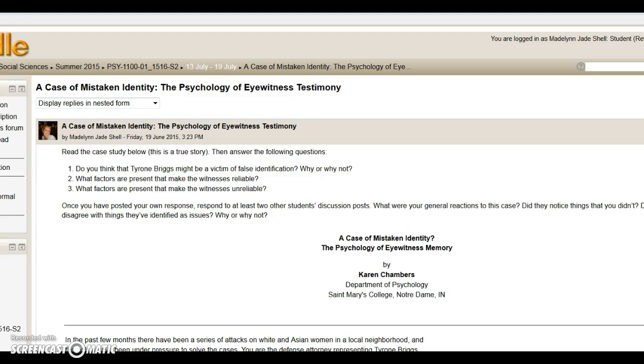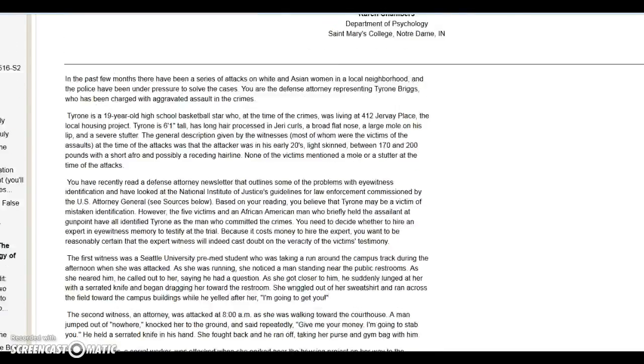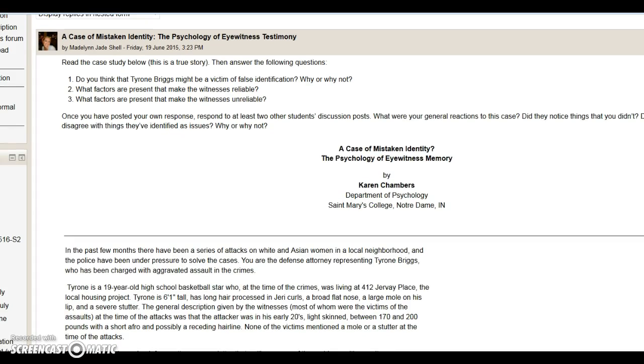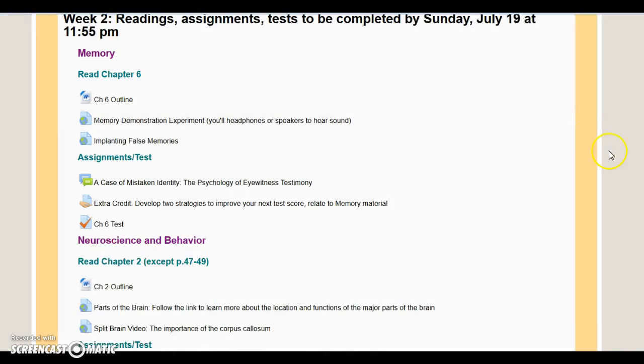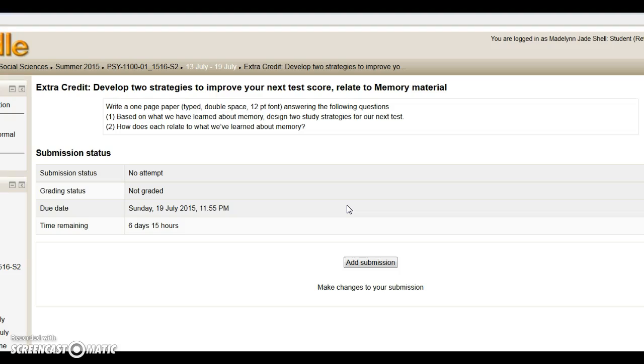Basically I have a description of a case that you'll need to read, and then once you've read that over, you'll need to post answering these 3 questions. Once you've posted your initial post, you should respond to at least 2 other people's posts. In addition, there's an opportunity for extra credit. Basically, what you need to do is apply what you learned in this chapter to improving your test scores.